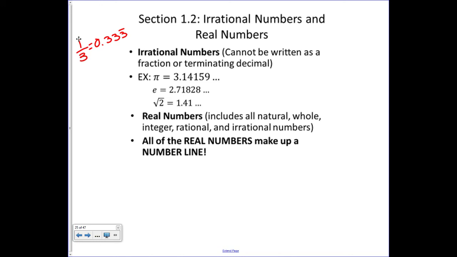And finally, we have real numbers. Real numbers include everything we've already talked about, and we combine them all together into this one set we call real numbers. All of the real numbers make up what's known as a number line. We're going to be using a number line often in this class.